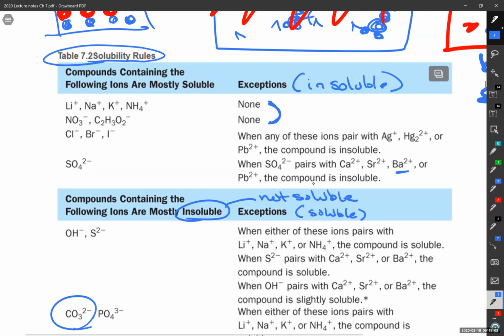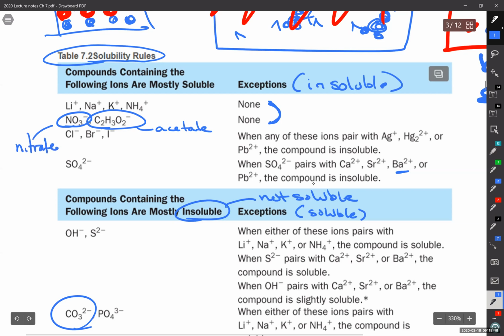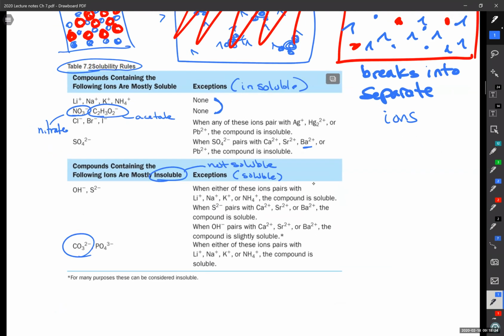The other one that's always soluble is nitrates, the polyatomics. And this is acetate. Acetate and nitrate are also always soluble. And you'll see nitrates all the time in reactions. So every time you see nitrate, you just assume that it's soluble. There's a few oddball exceptions. Like for acetate, there are some exceptions to that, but for the most part, you won't encounter them here.